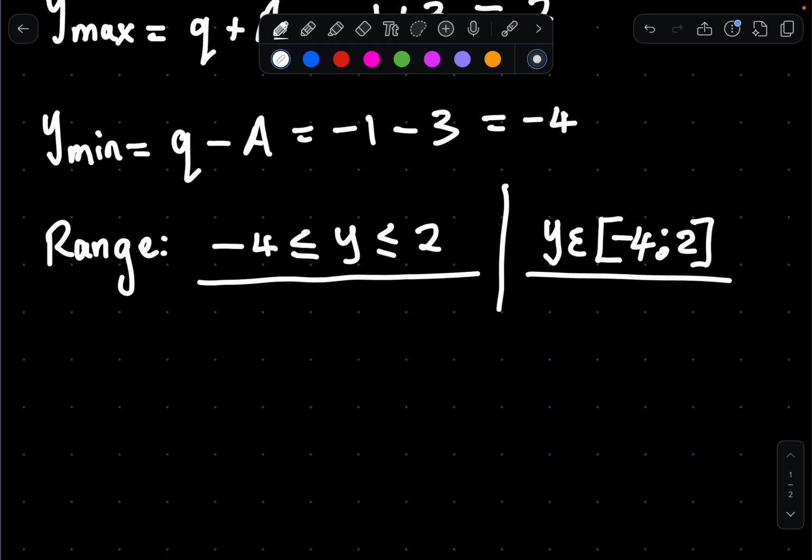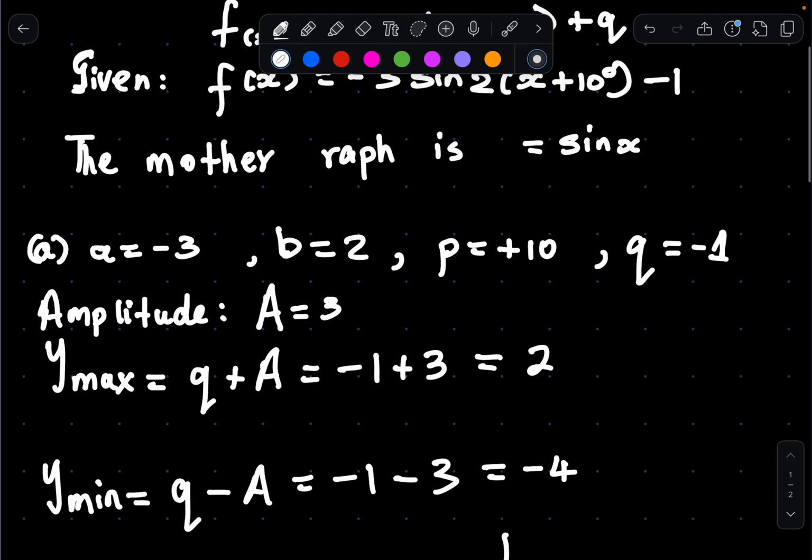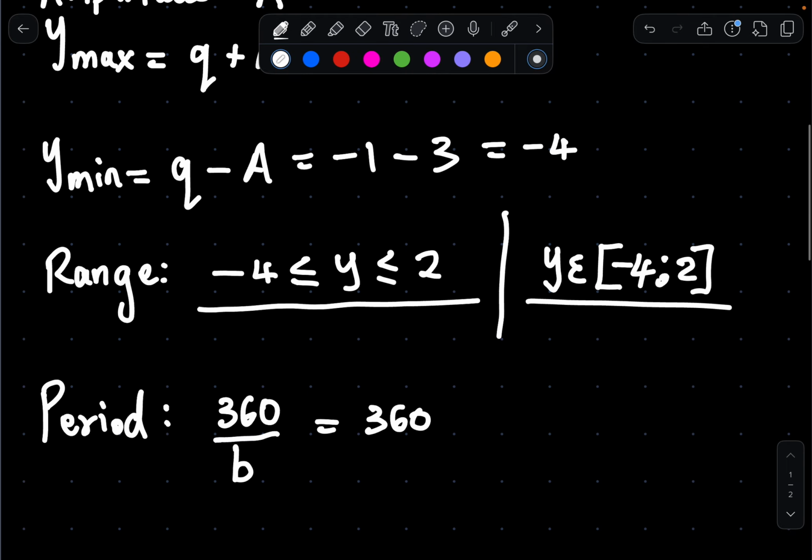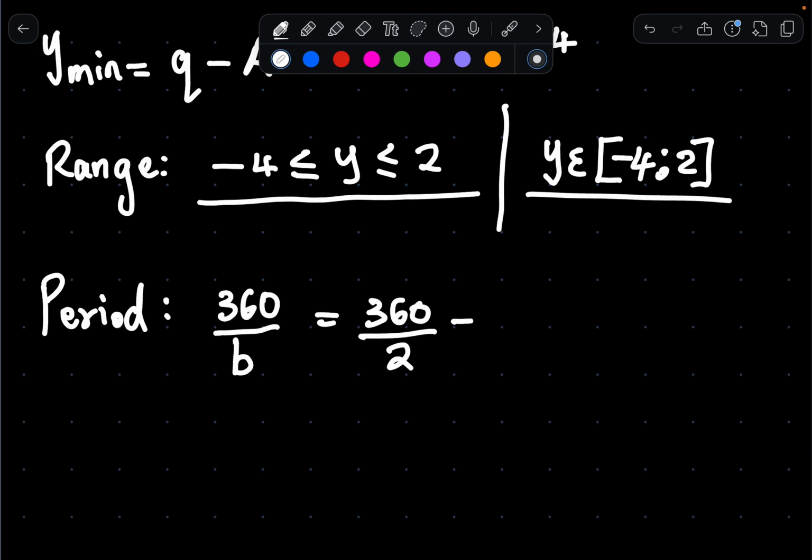Perfect. So ladies and gentlemen, now we need to find the period of f. The period of a sine graph is always found by 360 over b. You always take your 360 and divide by b, always for sine and cos graphs. In this case, if you check, our b is 2. So we're going to divide 360 by 2, and that will give us 180 degrees. That is the period of this function.